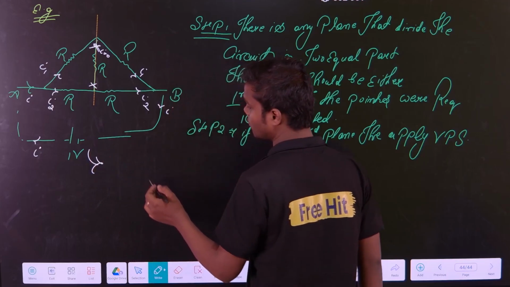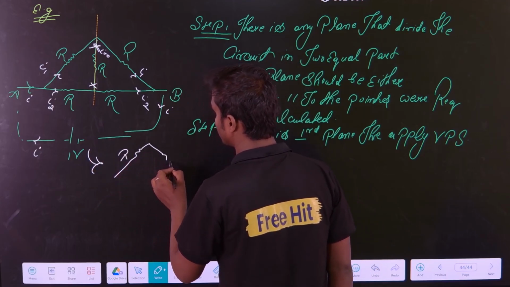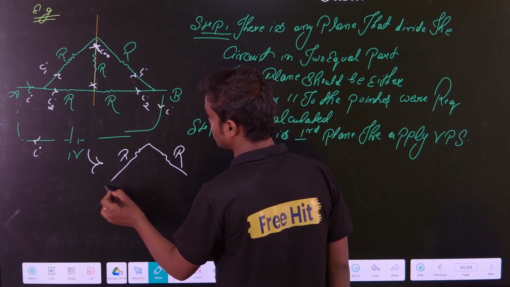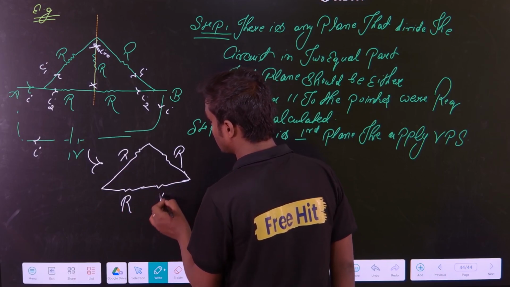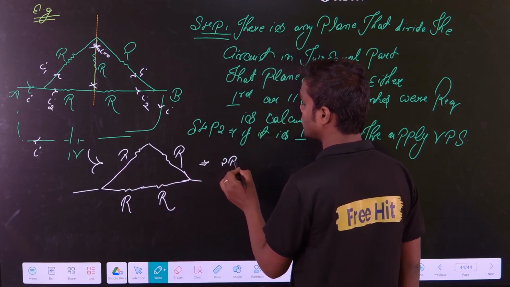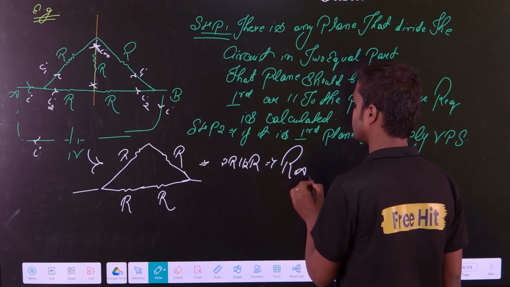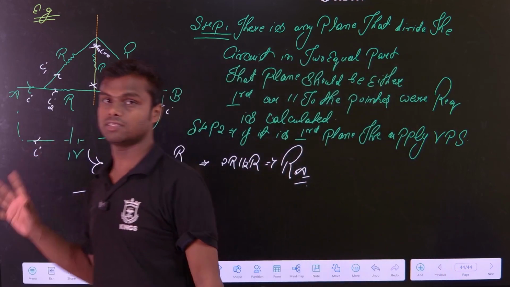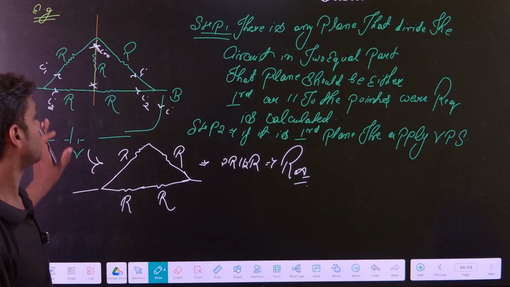So what will our circuit become? Our circuit will become like this. We have R here, we have R here, we have another resistance R here, and we have another resistance R here. Now you can find the R equivalent across this. This is 2R parallel with 2R. So what is the value you will get? R. Answer. This is clear? Simple approach, simple method. That is called vertical plane symmetry.